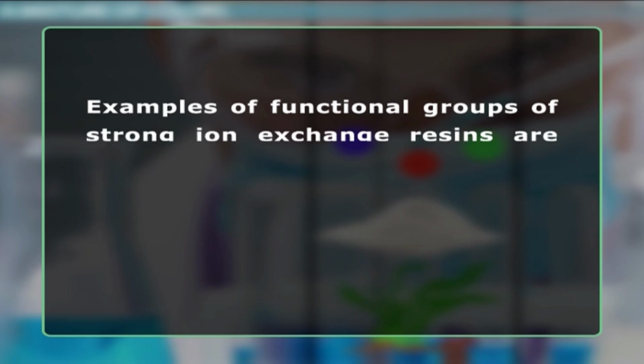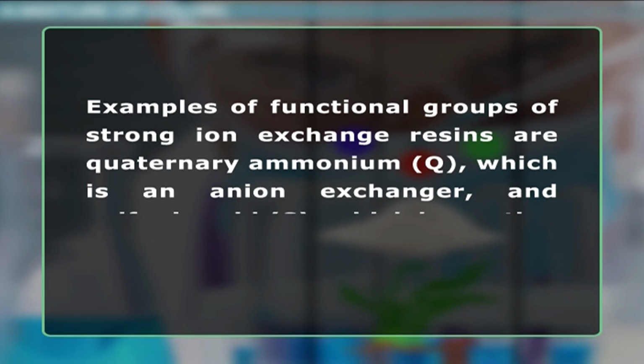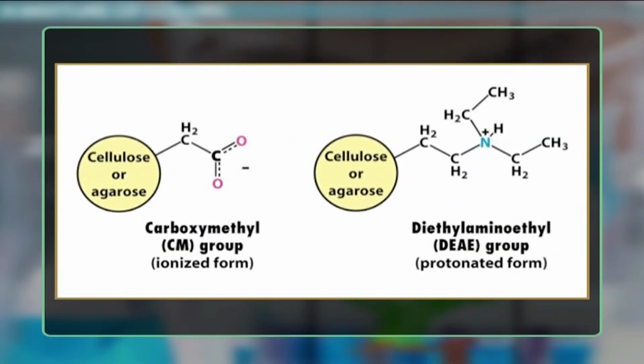Examples of functional groups of strong ion exchange resins are quaternary ammonium, Q, which is an anion exchanger, and sulfonic acid, S, which is a cation exchanger. These types of exchangers can maintain their charge density over a pH range of 0 to 14. Examples of functional groups of weak ion exchange resins include diethylaminoethyl, DEAE, which is an anion exchanger, and carboxymethyl, CM, which is a cation exchanger.